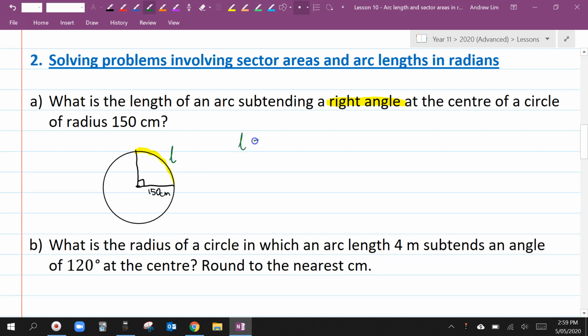We know that length is equal to r theta. The radius is 150 centimeters, and theta is the angle in radians. Here we've got 90 degrees, but we want to convert that to radians. We just divide it by 180 and put a pi in the numerator. 90 divided by 180 is half. So we just have 1 pi, or we can have pi on 2.